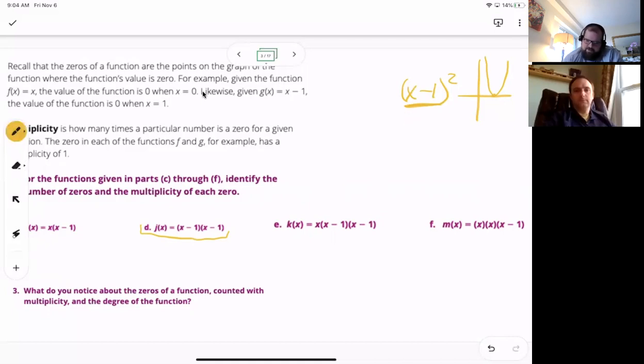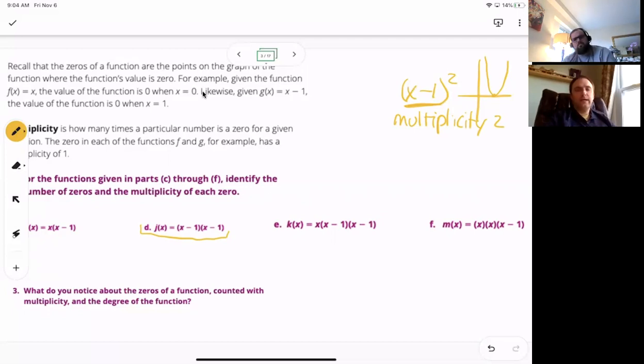I accidentally hit the eraser. There we go. If I had that cubed, that would be a multiplicity of 3. But here they're talking about something else. They're talking about the zeros and the multiplicity of those zeros. So I was talking in terms of the factor. What does that mean in terms of the zeros?